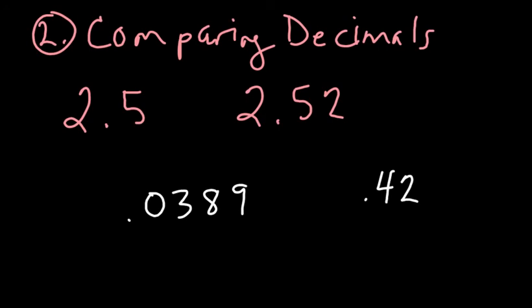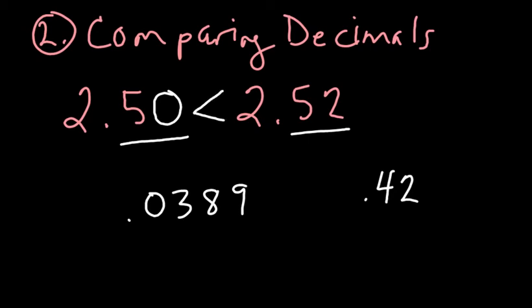Comparing decimals. When you're comparing two decimals, you need to pay attention to how many places past the decimal there are. Here's one place past the decimal, 2 places past the decimal. To compare them, add a 0 to this one and make it the same length past the decimal, and it's easy to compare. Which one's bigger? 2.52.